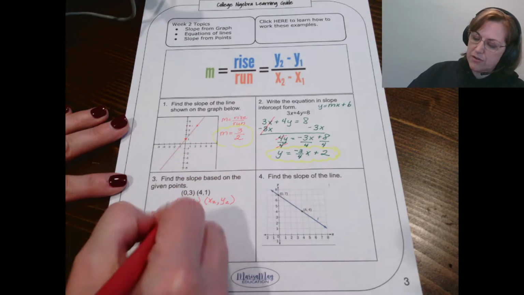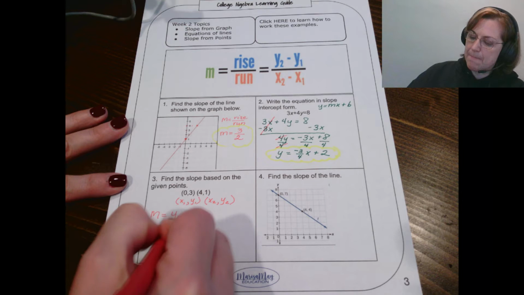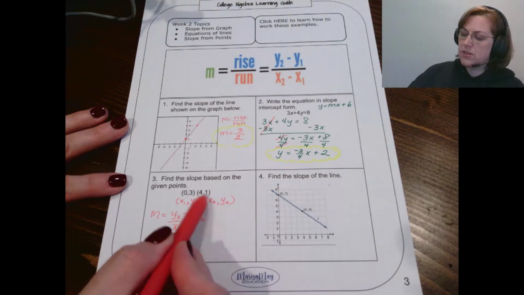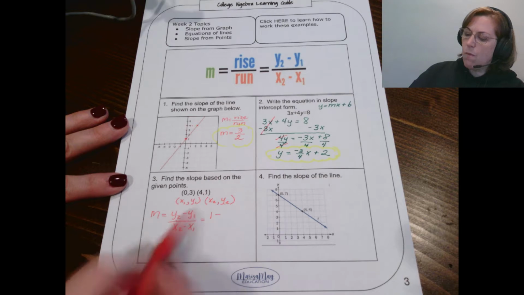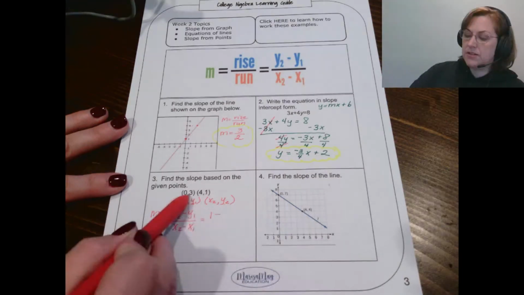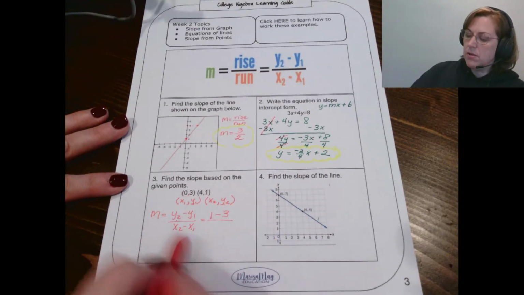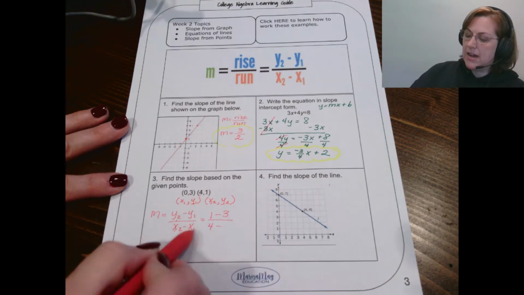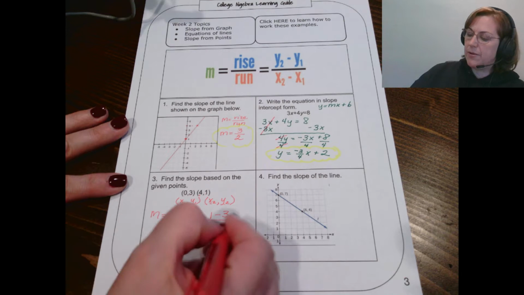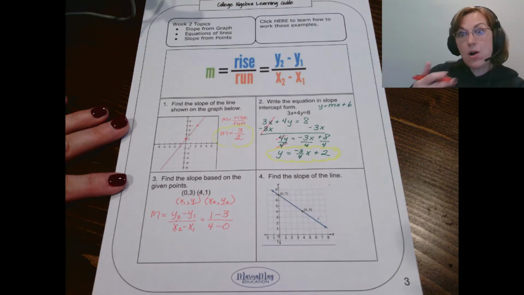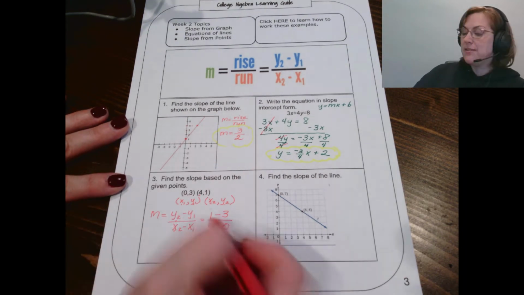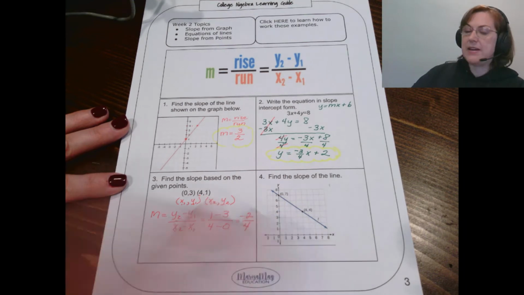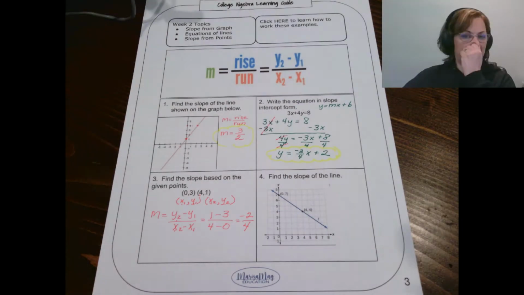So y2 first. Let me write the formula just so I have it. Okay, y2 is 1, y1 is 3, x2 is 4, and x1 is 0. And now we get to just subtract. So 1 minus 3 gives me -2, and 4 minus 0 is 4.